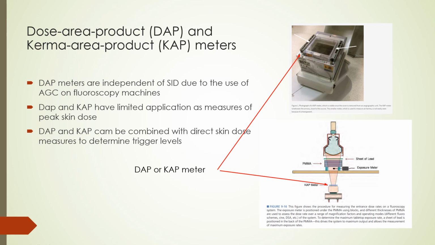A DAP meter is a device placed at the collimator location to measure radiation output from the tube. The figure shows the placement of the DAP or KAP meter after the collimator. DAP meters are independent of SID due to the use of automatic gain compensation or AGC on fluoroscopy machines. While KAP is an ideal quantity for assessing stochastic risk, it has limited application as an indicator of skin dose. However, when carefully combined with direct skin dose measures, it has been used to determine the trigger levels for specific procedures to alert operators of the possible danger of skin damage.